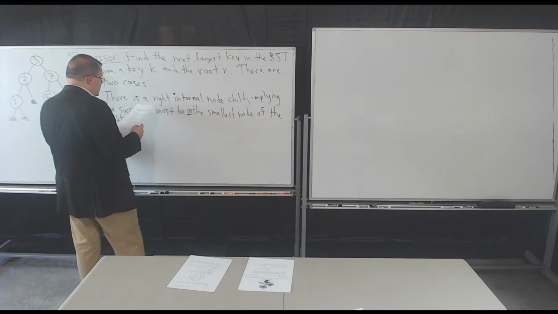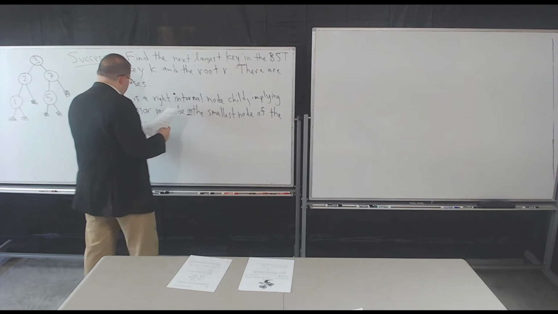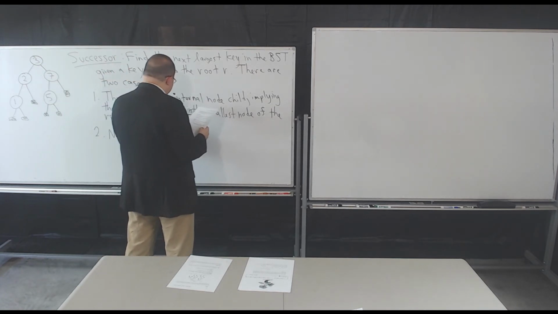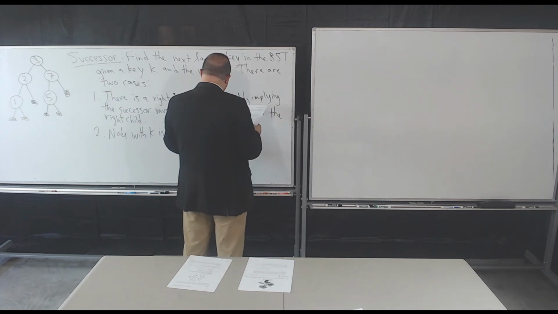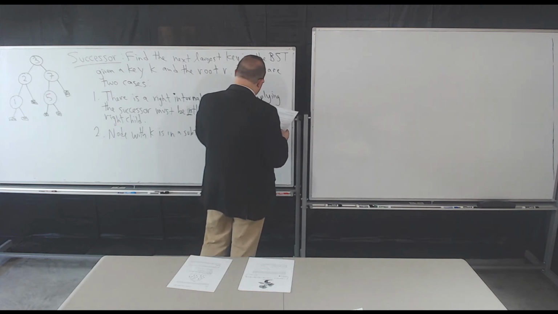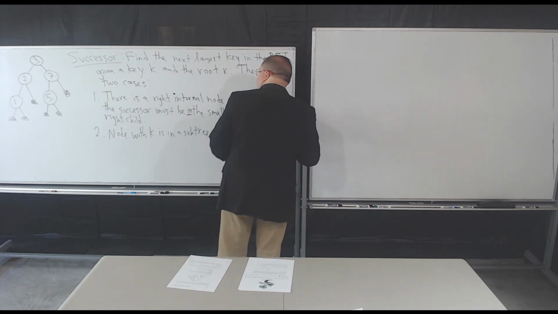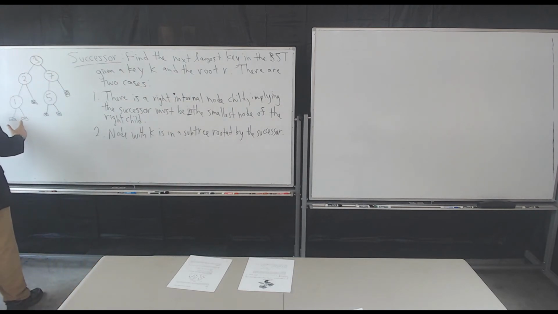Case 2, node with K is in a subtree rooted by the successor. Remember, like I said, you have to follow up your parents until you're eventually hitting the node that is just the appropriate one. If you're going up like this, you're going to be on the left of the successor, okay?